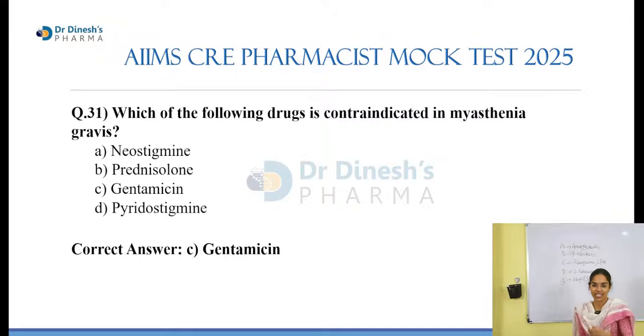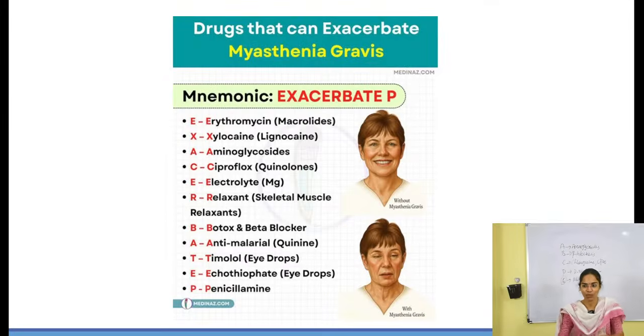Here also, even on the screen, you can see a mnemonic: exacerbate. Exacerbate is nothing but increase. So exacerbate, which increases myasthenia gravis. We have so many drugs: erythromycin, macrolides, lignocaine, aminoglycosides, so many drugs. You can make a note, write it down, or take a screenshot of this. So the previous slide please.